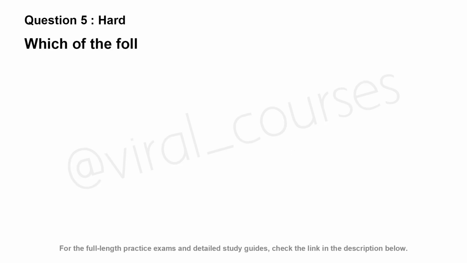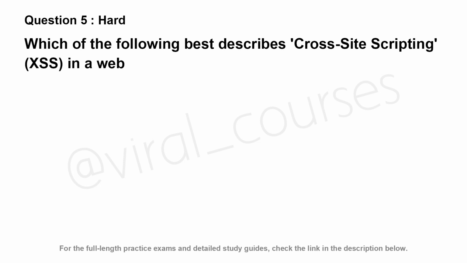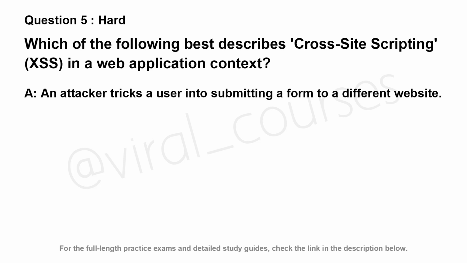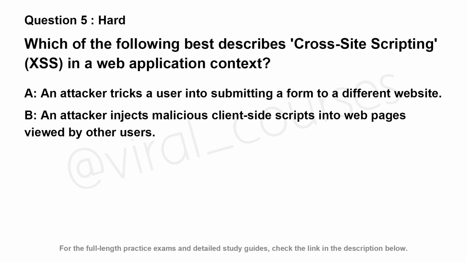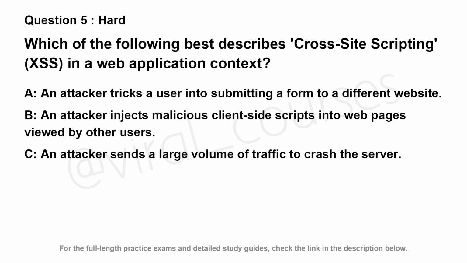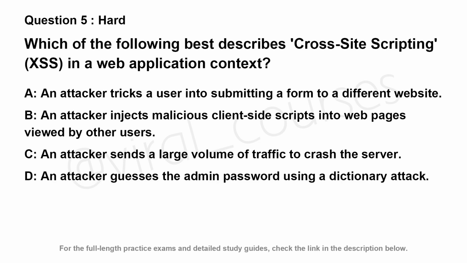Which of the following best describes cross-site scripting (XSS) in a web application context? Option A. An attacker tricks a user into submitting a form to a different website. Option B. An attacker injects malicious client-side scripts into web pages viewed by other users. Option C. An attacker sends a large volume of traffic to crash the server. Option D. An attacker guesses the admin password using a dictionary attack.